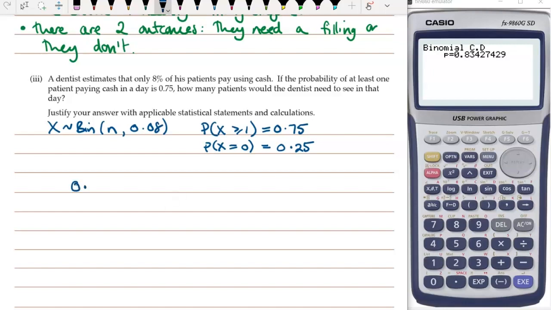Now, the probability that x equals 0 in a binomial distribution means a failure every single time. So that means our failure rate was 0.92. That's done n times over, so that gets put to the power of n, and that will be equal to 0.25.